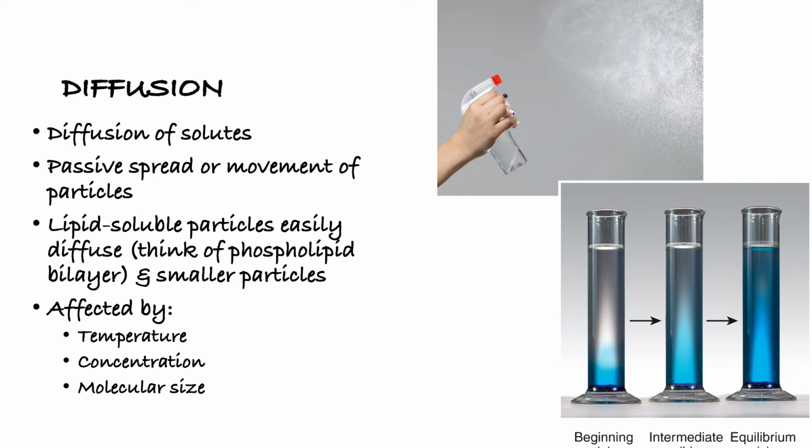Diffusion is also affected by concentration. The more concentration of a particle or substance that you have, the faster it's going to be for that substance to diffuse. And then molecular size: a heavier substance, which means having a bigger molecule size, will take a lot longer than a substance that has a smaller molecular size.